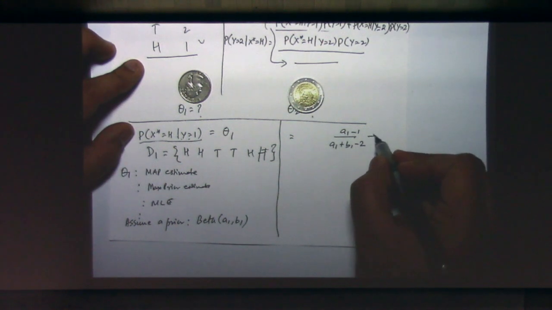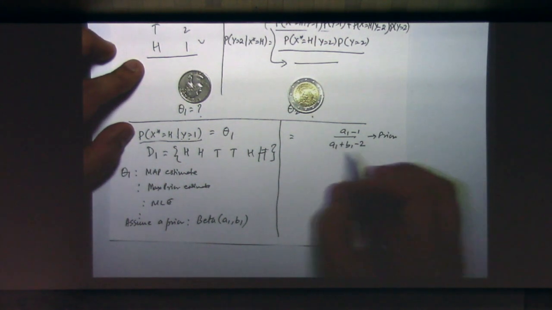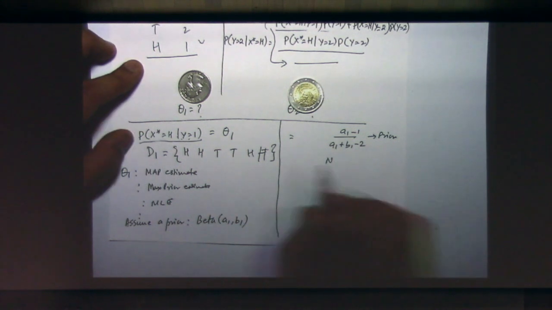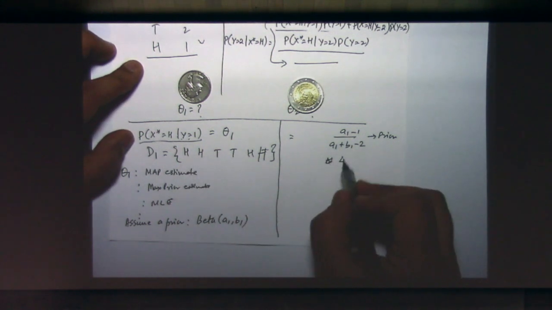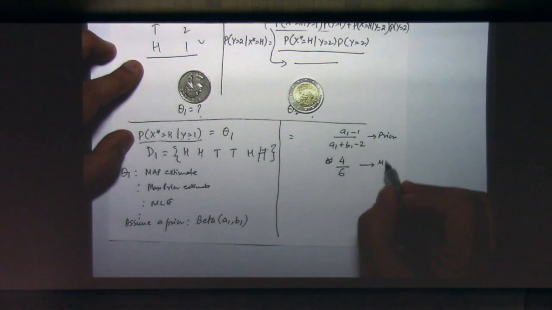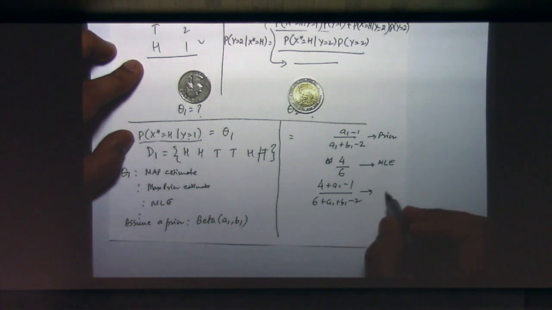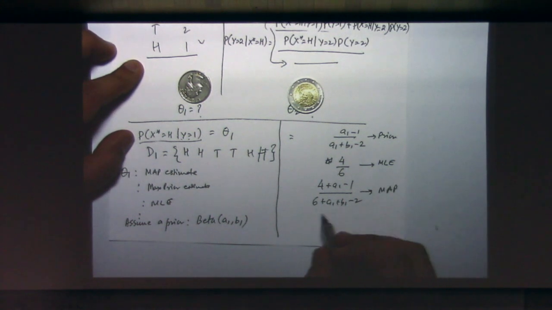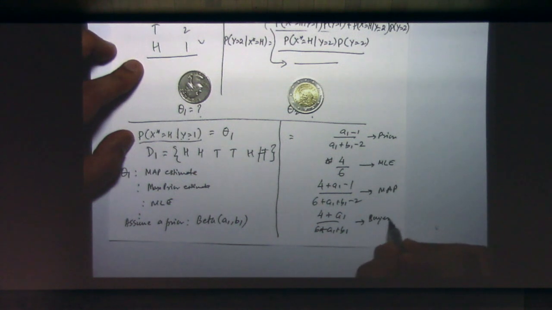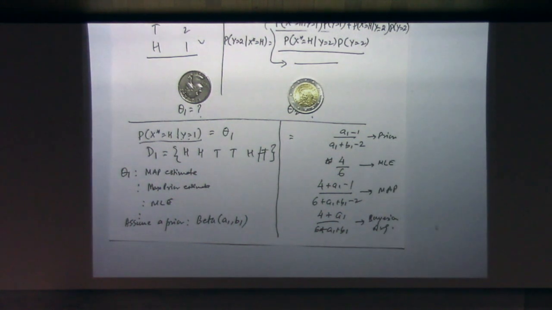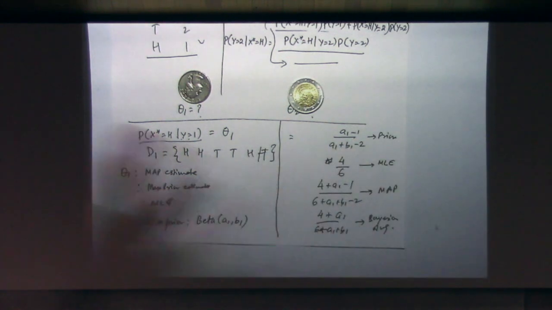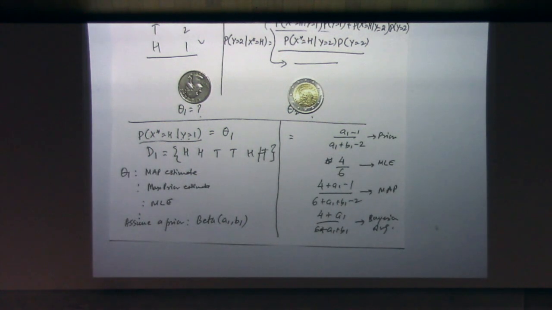If you are using the max prior, it could be just the number of heads, so 4 by 6. If you are using MLE, it will be (4 + a1 − 1) over (6 + a1 + b1 − 2) if you are doing MAP, and I think it was (4 + a1) over (6 + a1) if you are doing Bayesian averages, right? So don't get overwhelmed with this. This is essentially what we computed in the last class. If you refer to your notes from last class, you will see that.